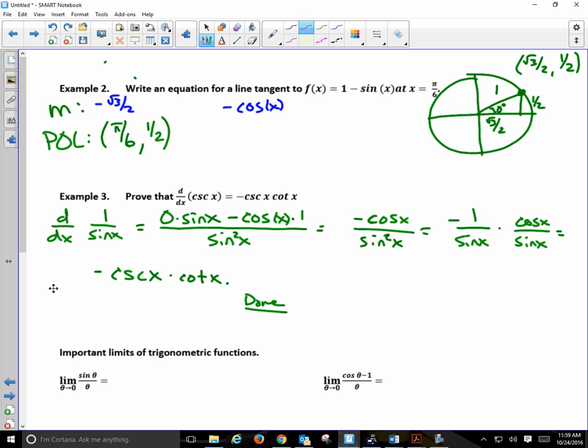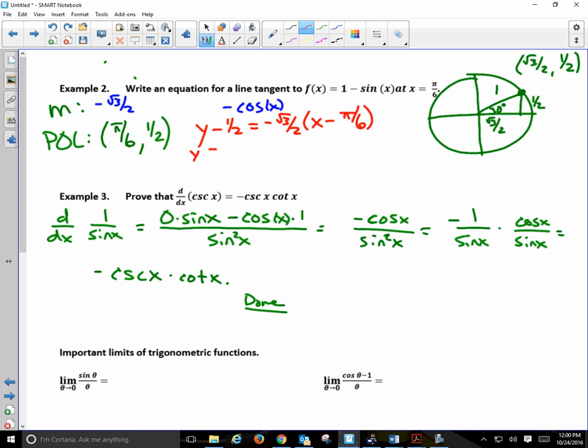So now I will write y minus a half is equal to negative root of 3 over 2 times x minus pi over 6. And on the AP exam, you could leave it as that. But in this class, you cannot. You need to write it in slope-intercept form.